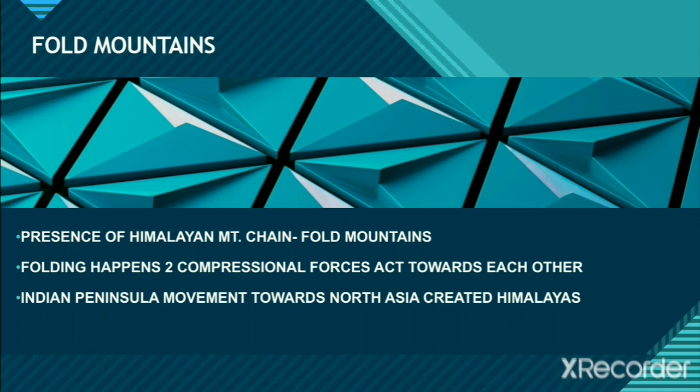This folding is possible only when two compressional forces act towards each other. Thus, the Indian Peninsula might have moved towards the North Asian part, thereby creating the Young Fold Mountains of the Himalayas. Thus, the presence of Young Fold Mountains gives evidence of drifting of continental areas.